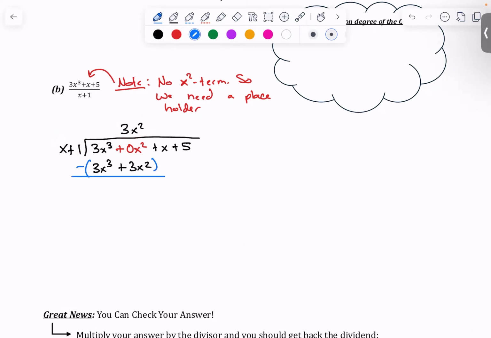And what do we get in that subtraction? Just a negative 3x squared. And we'll bring down the x and the 5.